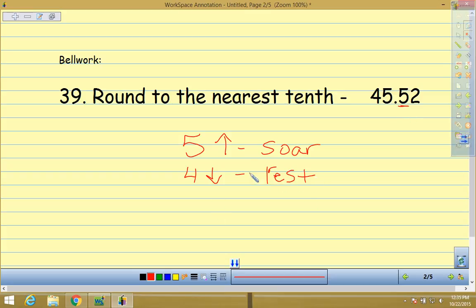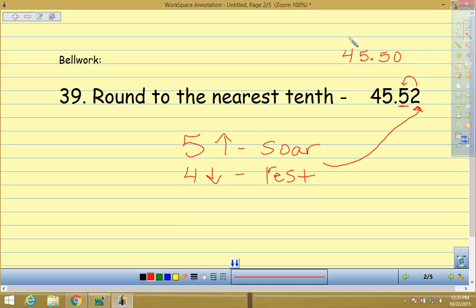Okay, and what this is talking about right here is the number to the right of the place value that you're rounding to. So what is this 2 going to make the 5 do? Is the 2 going to make the 5 soar or rest? Rest, correct. So what is my new number going to be rounded to the 10th place? Josh? 45.50. And how can I say that? 45 and 50 hundredths.